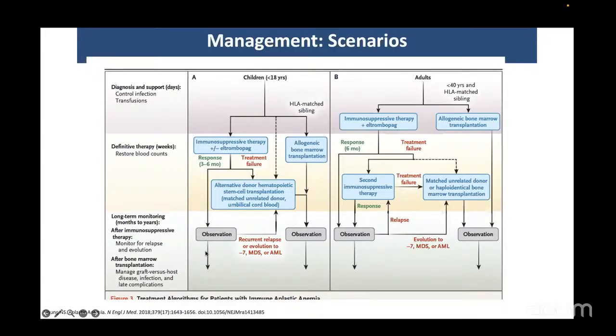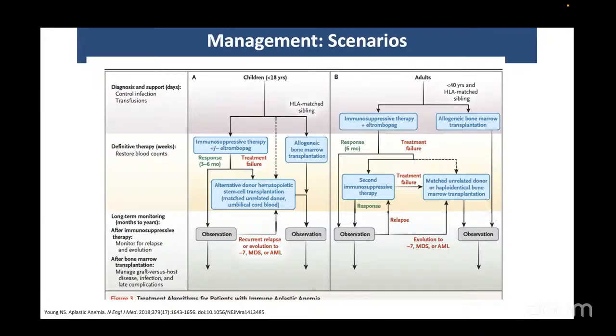And the response time on average is from 3 to 6 months. So we do counsel our patients to be patient for a period of 4 to 6 months before we counsel them for any other therapies. And yes, long-term monitoring is needed in this setting to rule out evolution of the disease into, say, MDS, AML, and likewise.